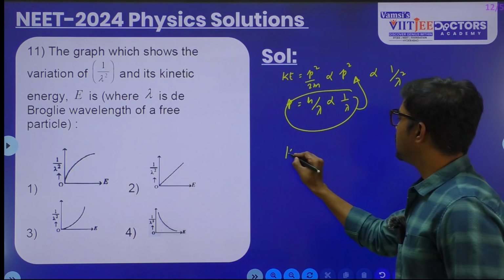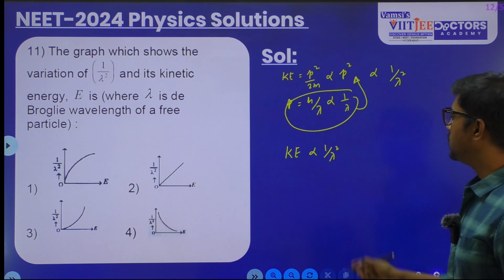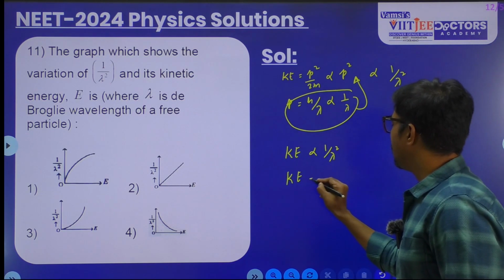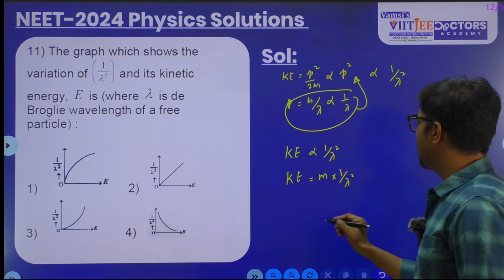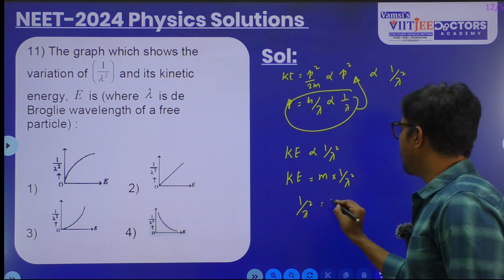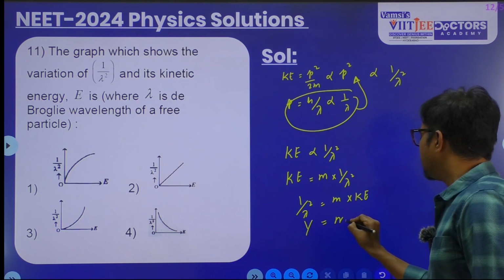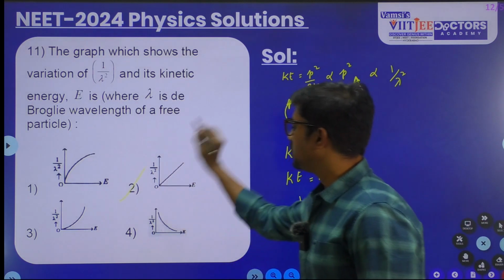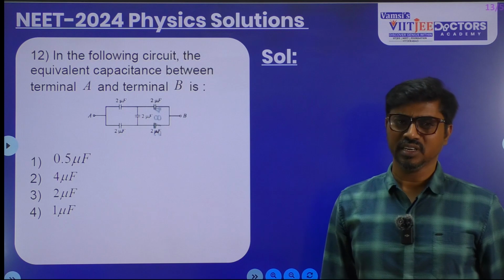That means kinetic energy is proportional to 1 by lambda square. That means kinetic energy equals some slope into 1 by lambda square. Otherwise, 1 by lambda square equals some slope times kinetic energy. Y equals mx graph, a straight line passing through origin. Very straightforward.